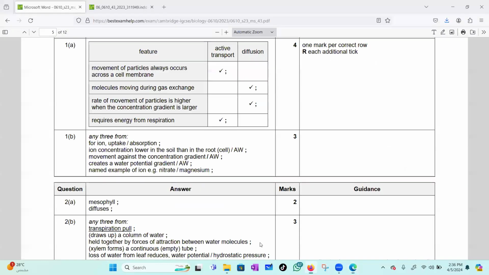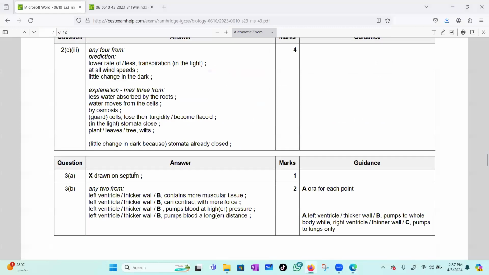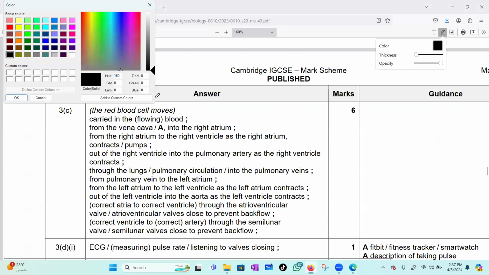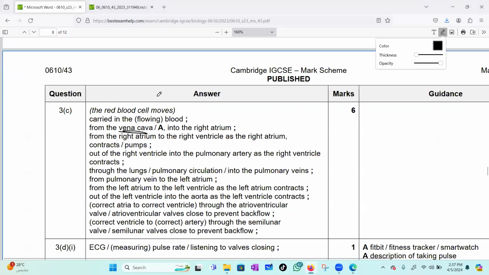Okay, now I want to show you the mark scheme to show you that all these details need to be there. Because sometimes you think that we're writing too much. No, we're not writing too much. They want everything. Look here. The red blood cell will be carried in the following order: from the vena cava into the right atrium, we said it, from the right atrium to the right ventricle as it contracts, we said that, out of the right ventricle into the pulmonary artery as the right ventricle contracts, and then through the lungs or the pulmonary circulation into the pulmonary veins.